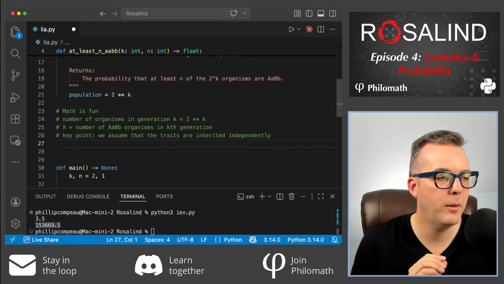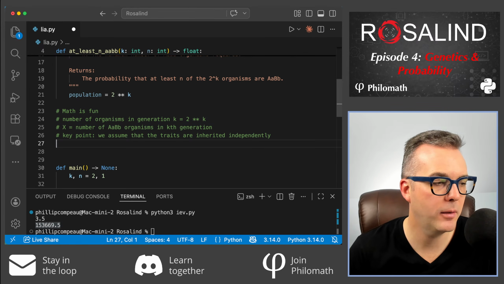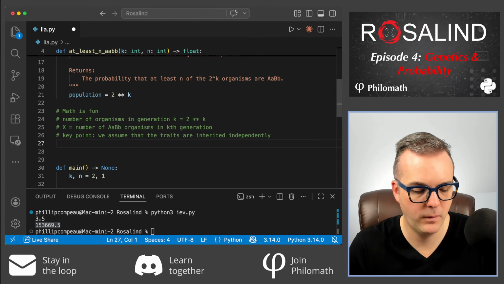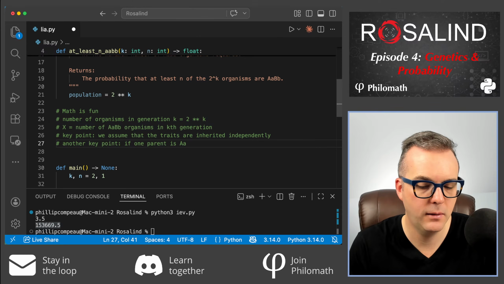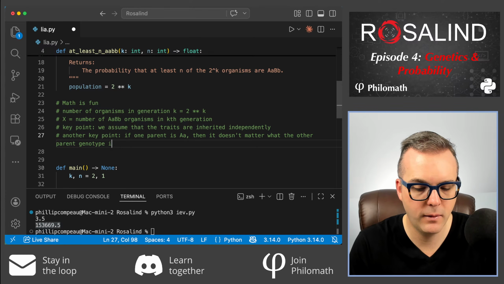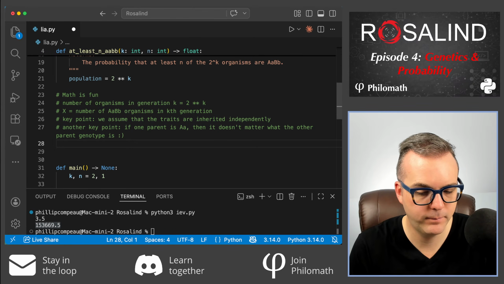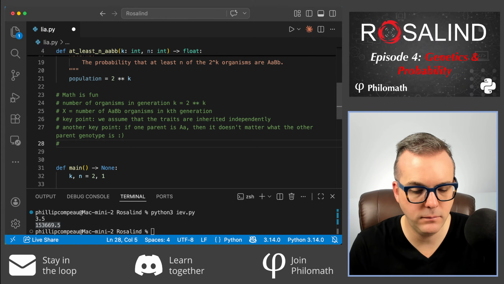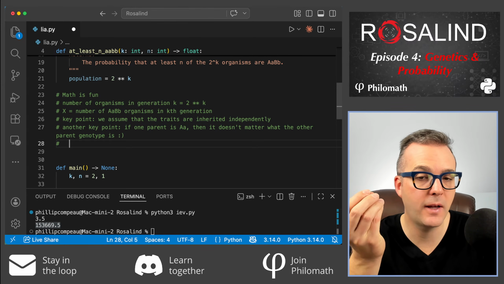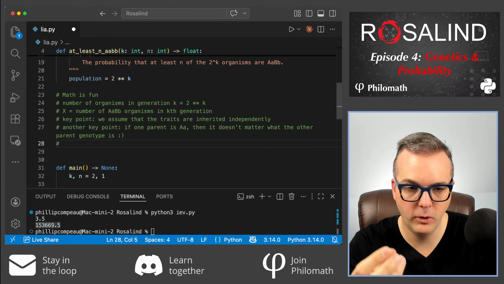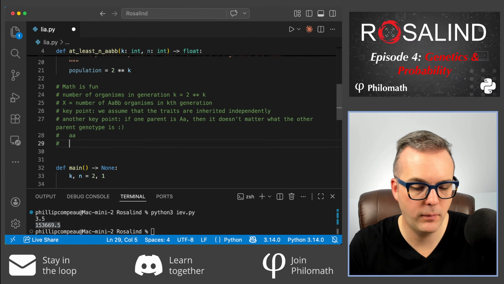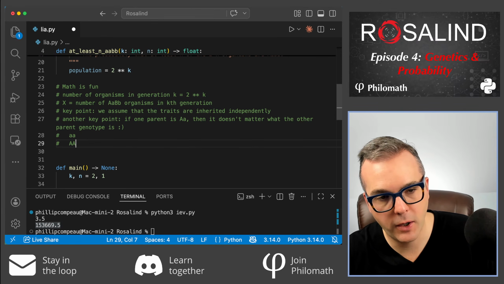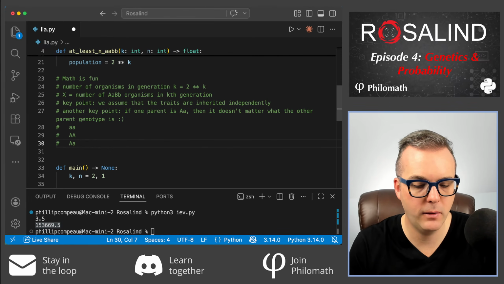There is another little tricky point, though, which is the key to solving this problem, and why I've been impressed that thousands of people have gotten it right, which is that if one parent is heterozygous for a trait, then it doesn't matter what the other parent's genotype is. Okay. What do I mean by that? So I want you to consider the case that you have a heterozygous parent, and you're looking at offspring that are crossed with, say, a homozygous recessive other parent, another homozygous dominant parent, and then a heterozygous parent.